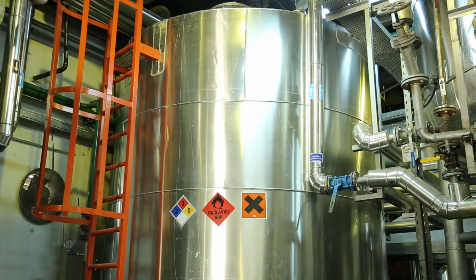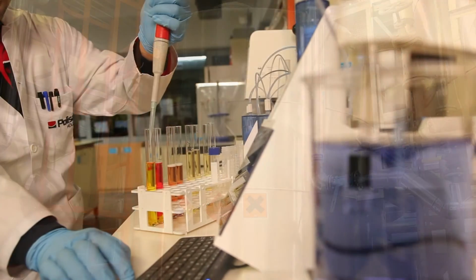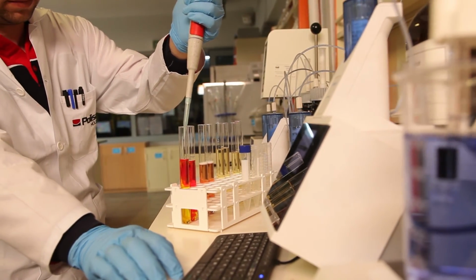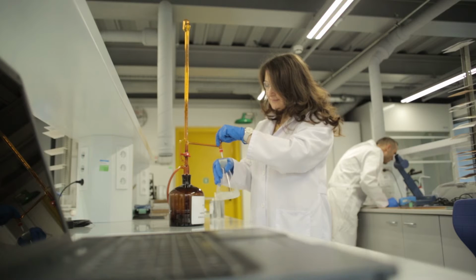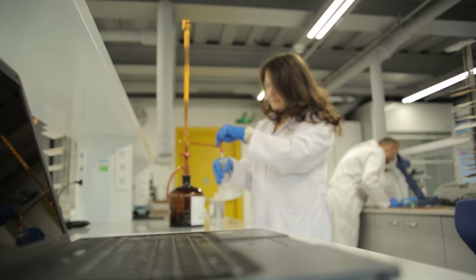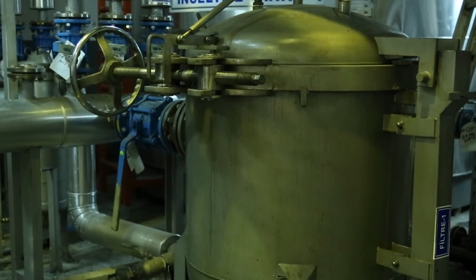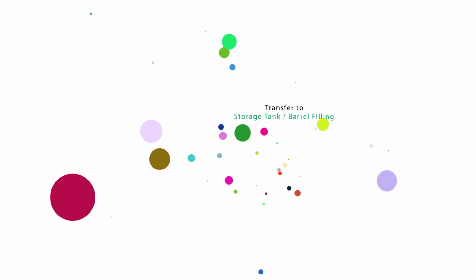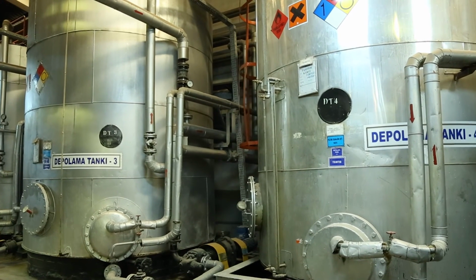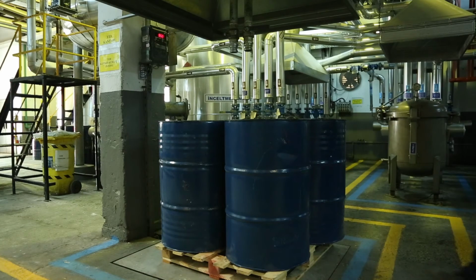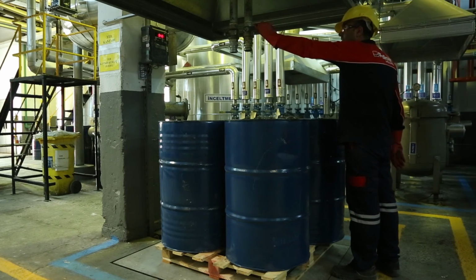Final quality control. By sampling from the product in the dilution tank, all tests such as viscosity, acid index, colour, percentage solid substance are conducted. Filtration. Filtration of product with approved quality control with the help of screen filters. Transfer to storage tank, barrel filling. Transfer of filtered products into a storage tank or filling them into barrels.